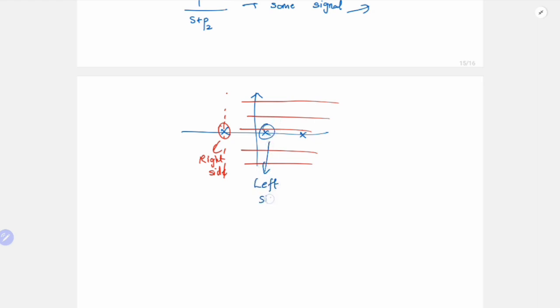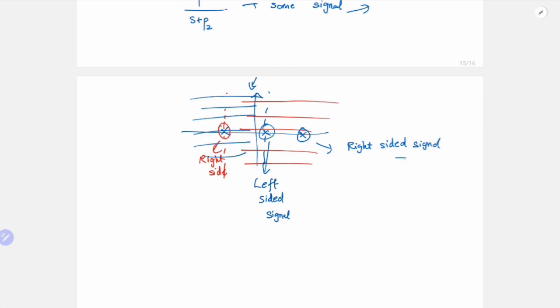So if this is a left-sided signal, then its region of convergence will be something here. And you can see this is like the common region between these two signals. And what about this? If this is a right-sided signal, then there will be no overlap. So right-sided implies no overlap, so no Laplace transform exists.